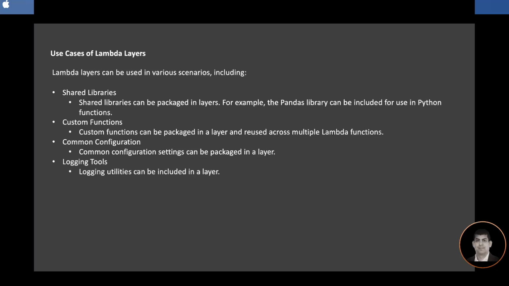Custom function, that's another use case. You can have a custom function, and that can be packaged in the layer and reused across multiple Lambda functions. This is actually the scenario that we will be doing in the hands-on, right? And then there is a common configuration that you can include in a layer. Logging utility, you may have a class, a logging utility that can be included in a layer, and then it can be used by multiple Lambda functions.